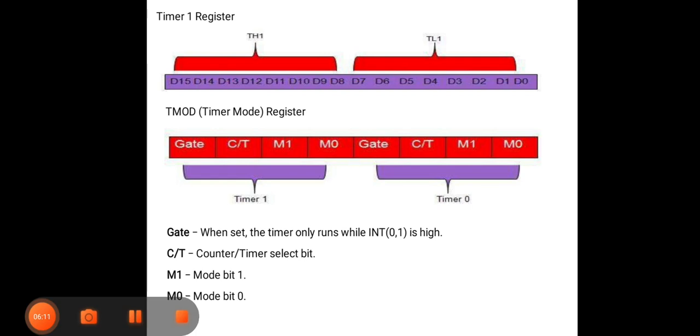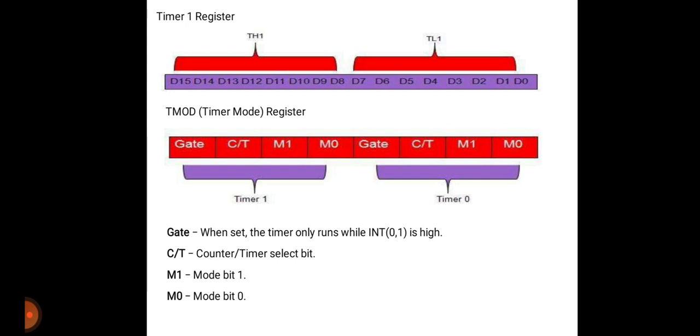The next one is timer 1. Timer 1 is a 16 bit register which is accessed as a lower byte and a higher byte, the same as timer 0. The lower byte register is called TL1, that is timer 1 low byte, and the higher byte register is called TH1, timer 1 high byte. The registers can be accessed like any other registers.